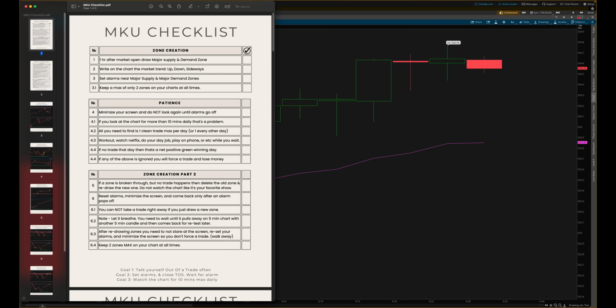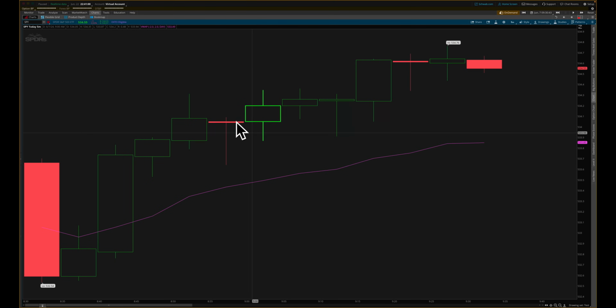Step one, you basically have 1 hour after the market opens to draw the major supply and major demand zones. This is a test day here. I already know what happens, that's fine. It's purely for an example perspective, and this is what you should be doing each step of the way. This is June 7, 2024.